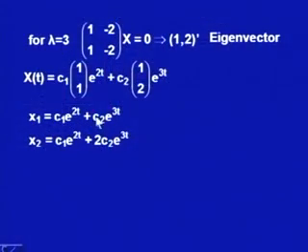Once we get this solution, in component form we can write x1 as C1 e^(2t) plus C2 e^(3t), that is the first component, and the second component of this vector, x2, is written as C1 e^(2t) plus 2 times C2 e^(3t). So, we get this as the solution of the given differential equation.